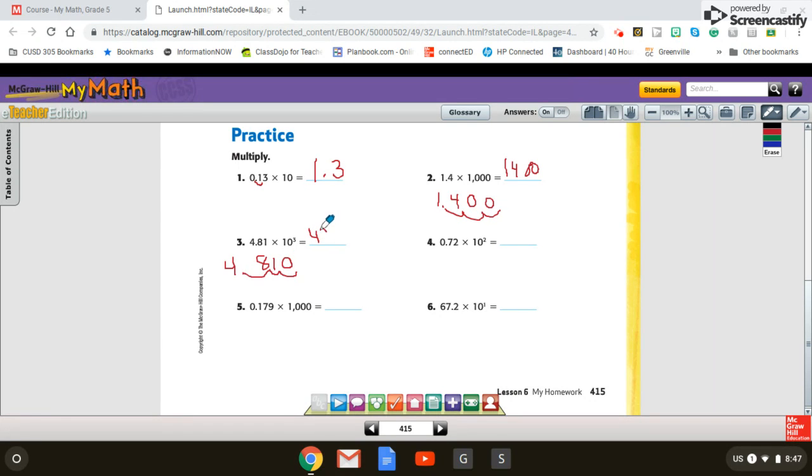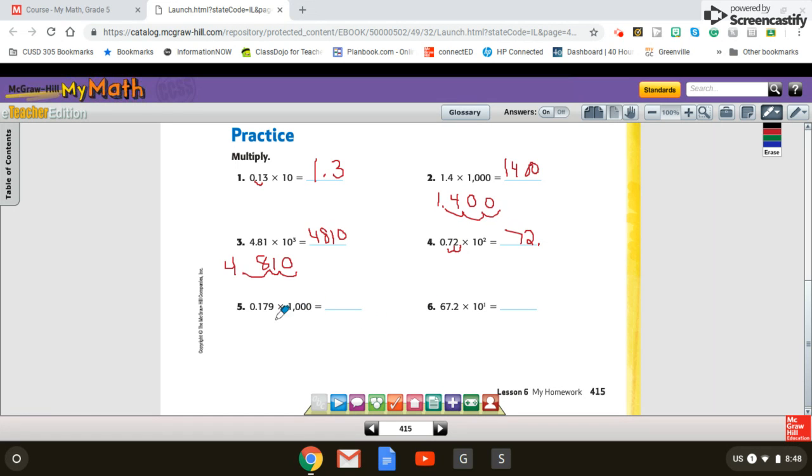and my answer is going to be 4,810. So remember, if there's an exponent, you just move the decimal point as many places as the exponent is. Okay, so the exponent's 2, so I'm going to move the decimal point 2 places. So I'm going to go 1, 2, and put it after the 2. So your answer is going to be 72. You can add that decimal point if you need to. Make you feel better. You don't have to add it.